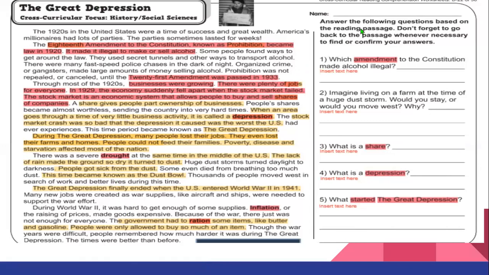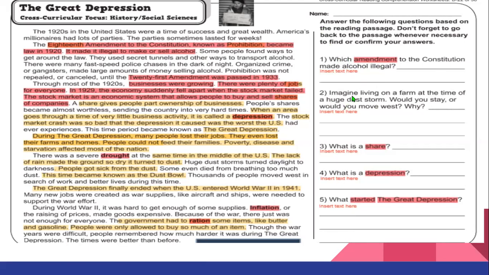And let's see what the questions are. Answer the following questions based on the reading passage. Don't forget to go back to the passage whenever necessary to find or confirm your answers. Okay, so all the answers are going to be here to these questions. All right, so let's see. My little block here is covering the question, but I can read it and hopefully you have yours in front of you because I have a hard copy in front of me. So number 1, which amendment to the Constitution made alcohol illegal?